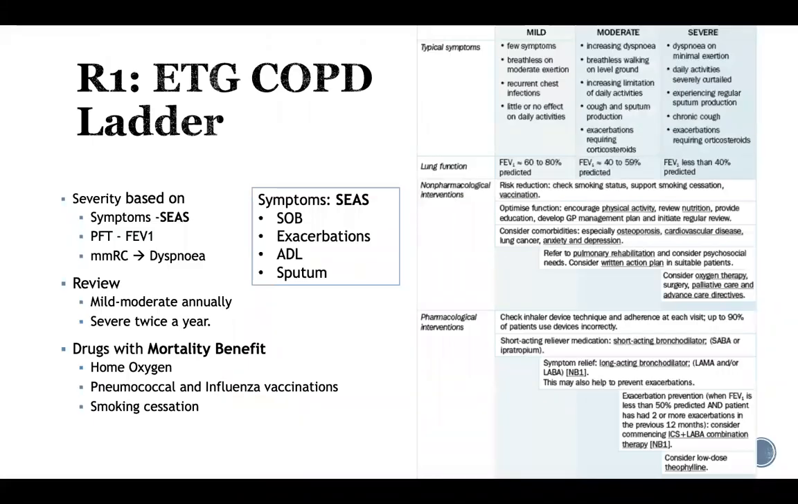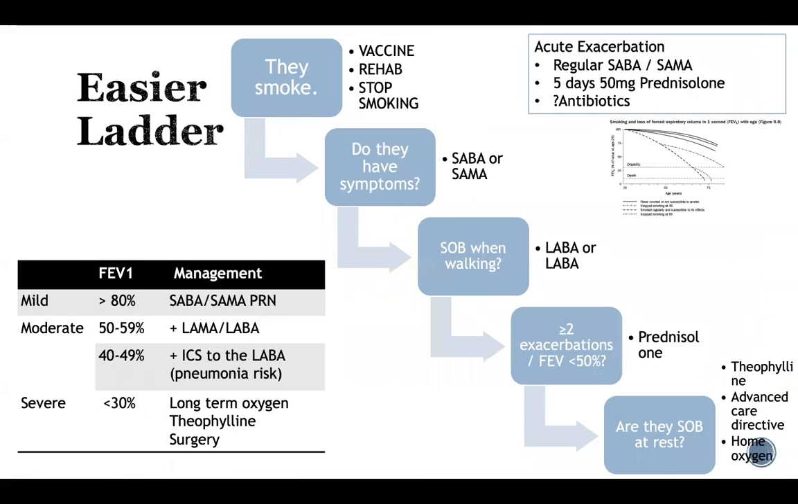ETG's COPD ladder is horrible because it is extremely messy, so I made it into a simpler ladder. You want to find out if they smoke, if they have symptoms, if they're short of breath when they're walking to get their groceries from the car or to get another pack of cigarettes. Probably need a LAMA. LAMA, not LABA, sorry. I'll have to change that. Or LABA. And then if they have more than 2 exacerbations, you can start them on prednisolone.